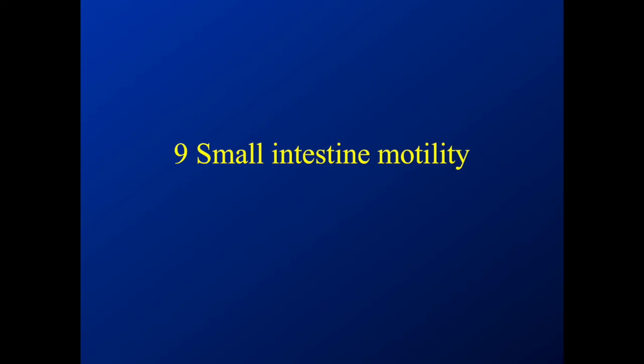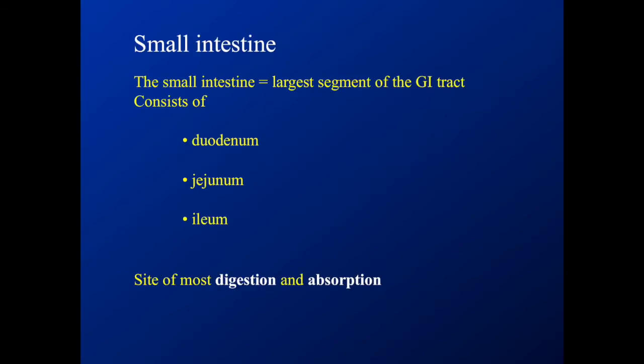Here we will talk about small intestine motility. So the small intestine, contrary to its name, is actually the largest segment of the GI tract, and it consists of three regions: the duodenum, the jejunum, and the ileum. And this is the site in the gastrointestinal tract that is responsible for most of the digestion and absorption that occurs. It is the business end, if you'd like.